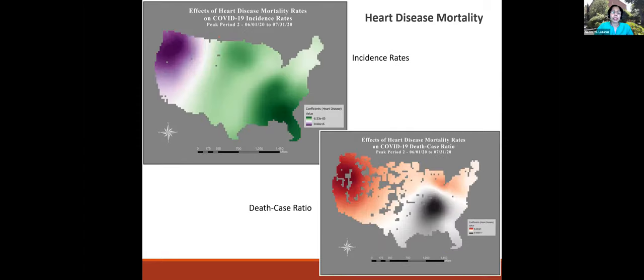And finally, heart disease mortality rates. On the map on incidence rates, they are all negative coefficients, and these effects intensify in the West and are much lower in the rest of the country. Heart disease mortality rates are not affecting COVID-related incidence rates, but they have some varying degree of impact on death-to-case ratios. The death-to-case ratio map suggests that counties with higher cardiovascular mortality rates are likely to experience higher COVID-related deaths, particularly in the West, compared to lower COVID-related deaths in the South and Southeast.